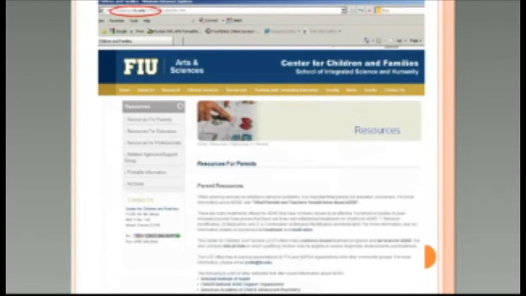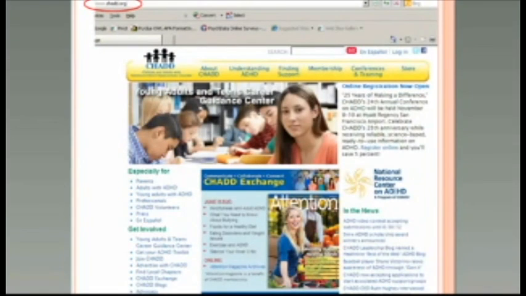This is the Center for Children and Families now at FIU, so similar resources available on this website as well. This is the CHADD website itself, where there's information, again, specifically for parents, adults, young adults with ADHD, individuals working with them, and things like support groups and other resources as well.